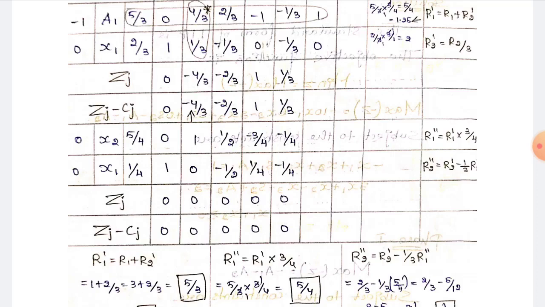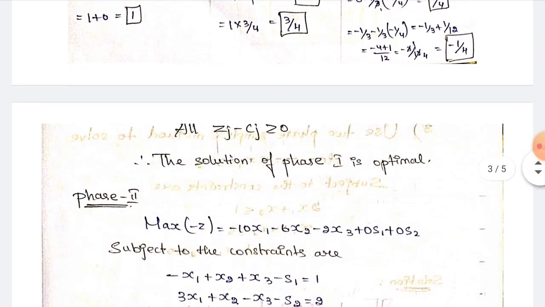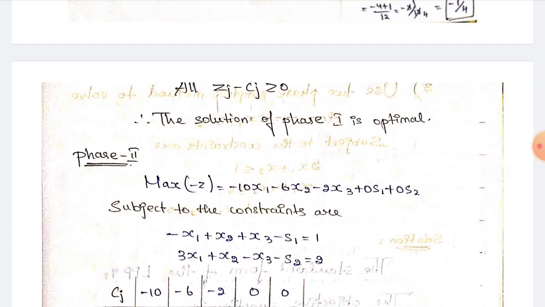Now we have to find out the ZJ value. ZJ value will be calculated by XB and the column. Here the XB value will be 0, so the whole ZJ will be 0. Similarly, ZJ minus CJ is also 0. So phase 1 will be optimal. Our ZJ minus CJ is greater than or equal to 0, which means the solution of phase 1 is optimal. Now we have to come to phase 2.